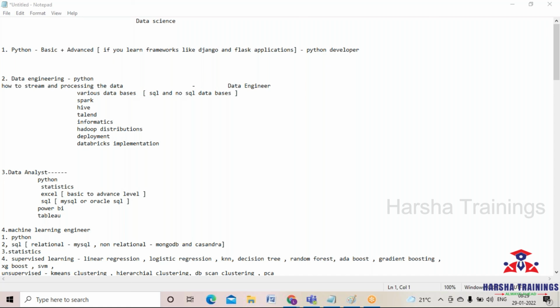When the data analyst batch will start, the team will let you know. You can contact the support team, and they will tell you when it will start.